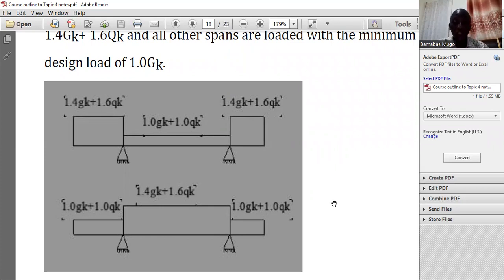So 1.0 in that case is the factor of safety that can be applied in the minimum design load. But in the maximum, you have 1.4 GK and 1.6 QK. But when you have the loading in between the two supports, then there is an interchange of 1.4 and 1.6 with 1.0, as you can see.